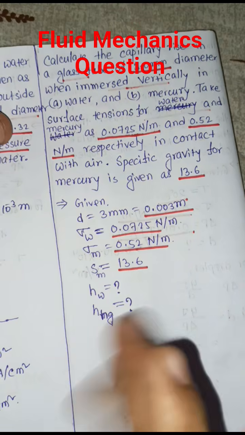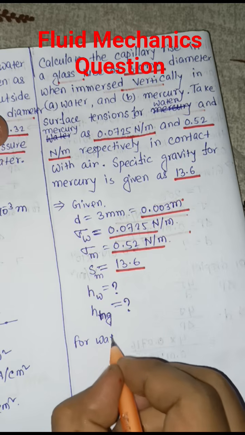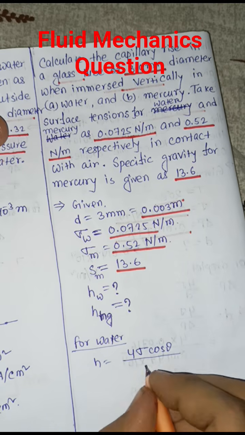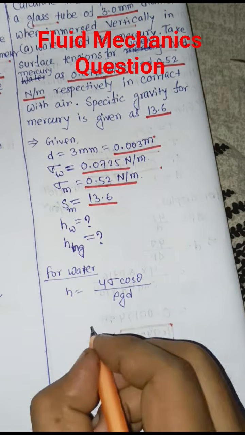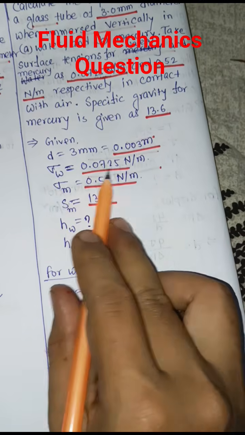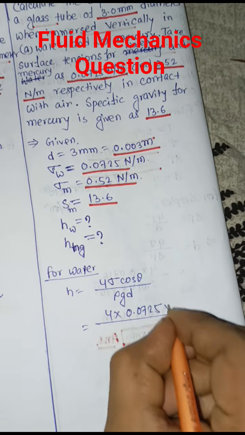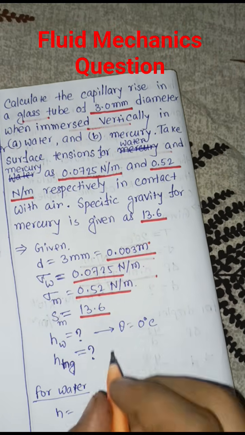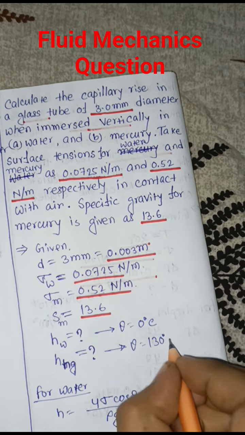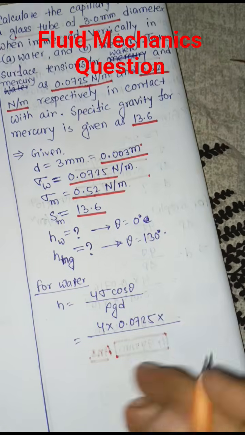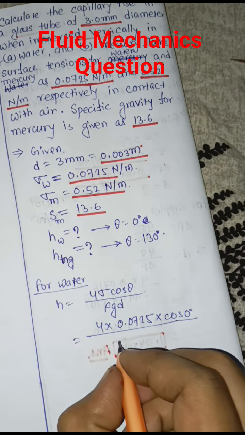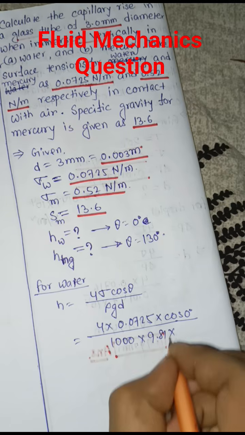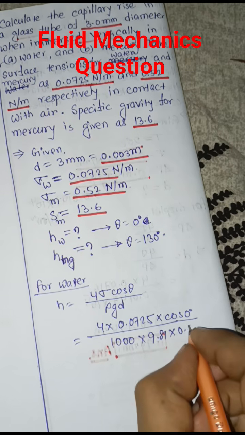So we know that for water, h is equal to 4 sigma cos theta by rho g d. So from here, 4 into sigma, what is the value of sigma for water? That is 0.0725, and remember theta for water is 0 degree, and theta for mercury is equal to 130 degree. Okay, so cos 0 degree divided by rho that is equal to 1000 into 9.81 into d, that is 0.003.